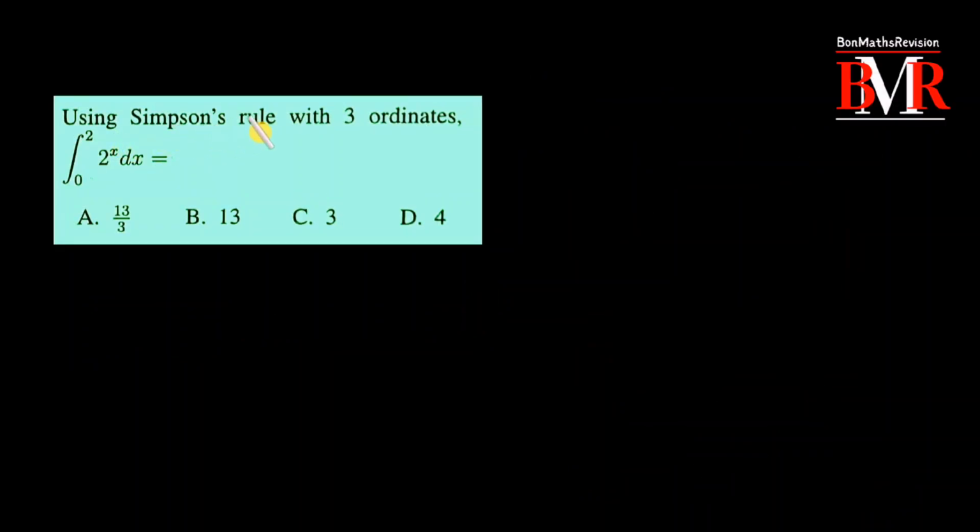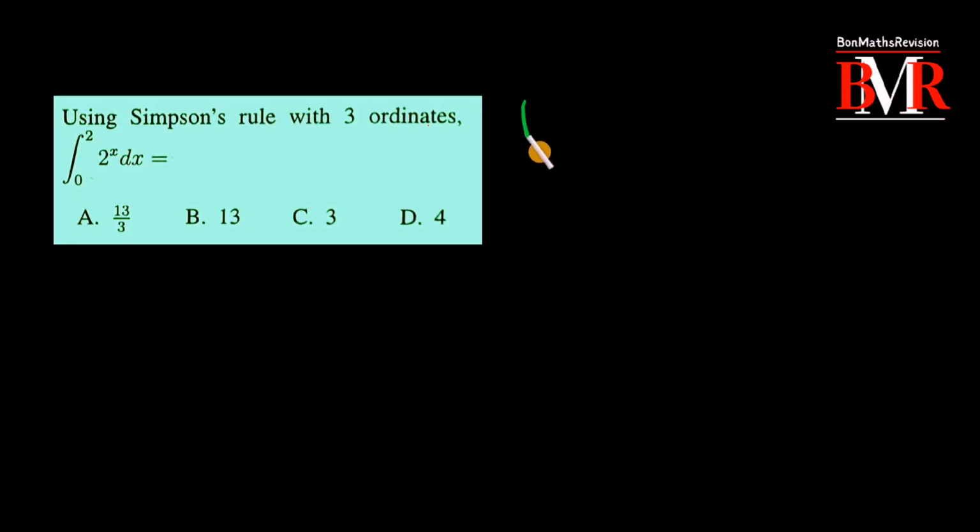Using Simpson's rule with three ordinates, the integral of 2^x dx from 0 to 2 is equal to: A) 13/3, B) 13, C) 3, D) 4. Let's find out which of these options is correct.